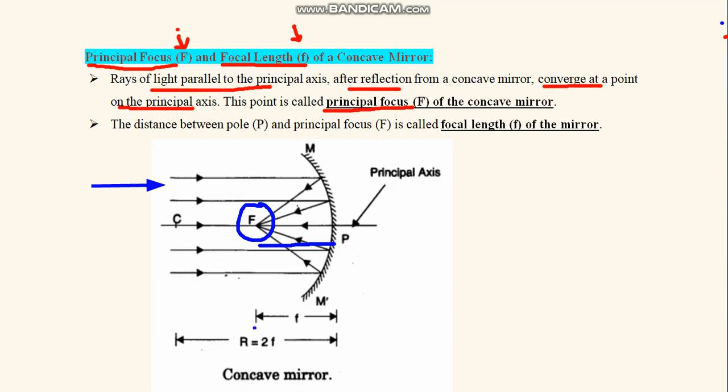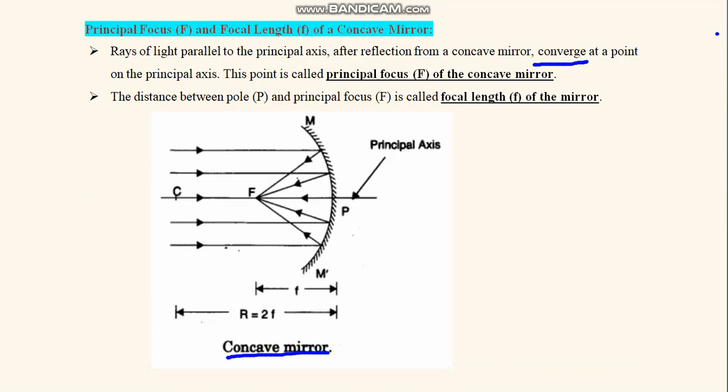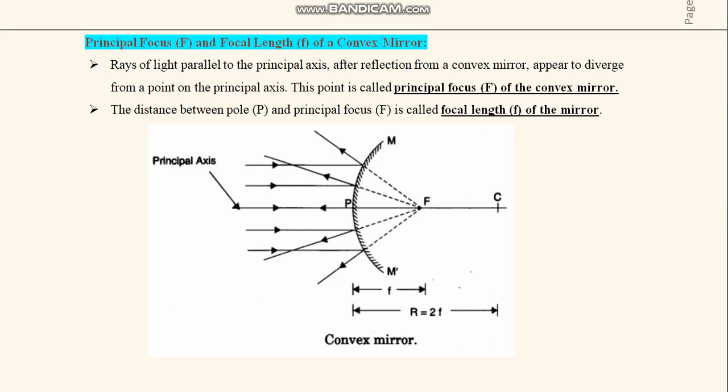Here I have marked the focal length, that is the distance between F and P. Students, note that since a concave mirror converges the parallel rays of light falling on it, it is also called a convergent mirror. Next is the principal focus and focal length of a convex mirror.